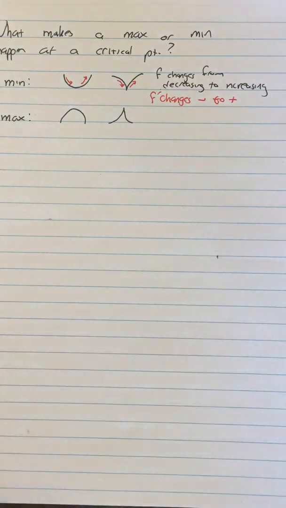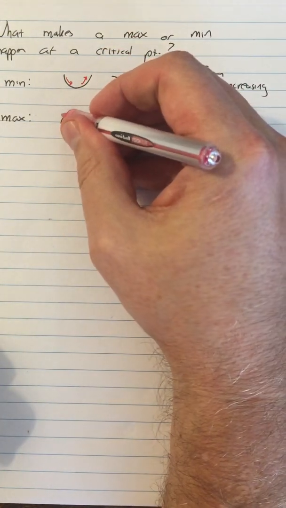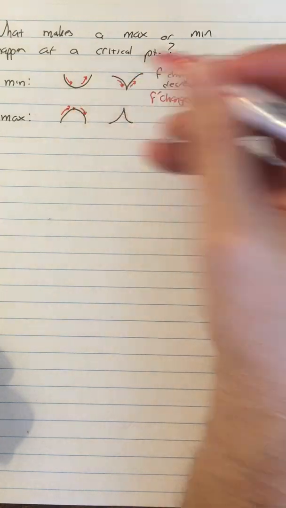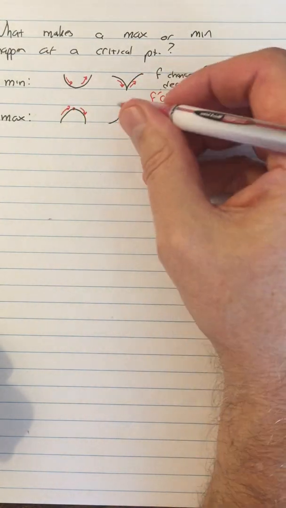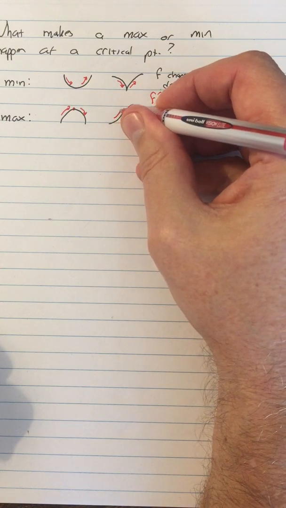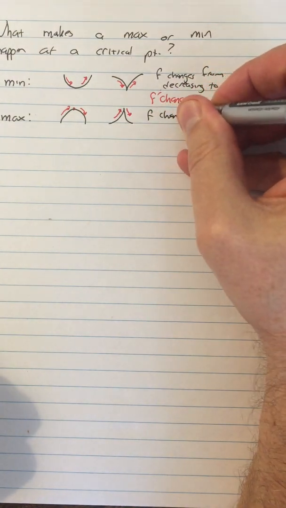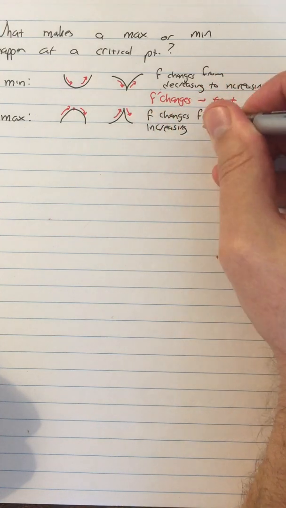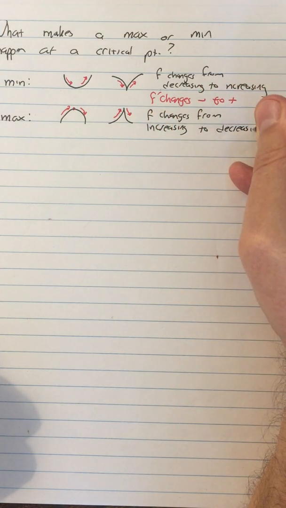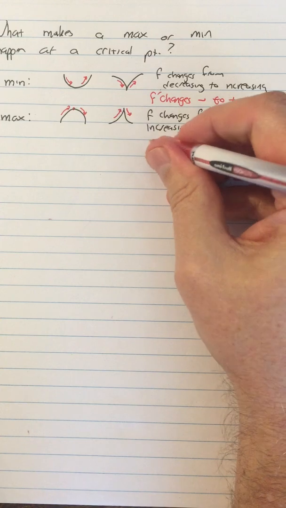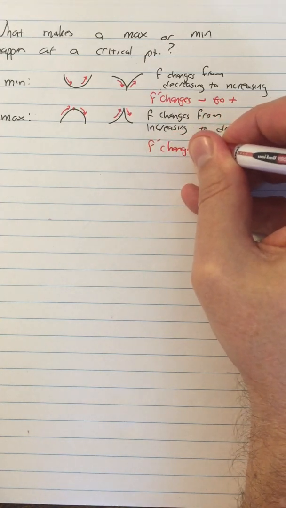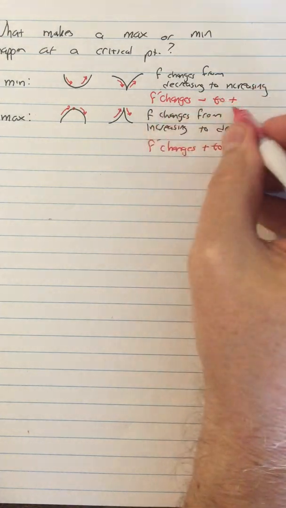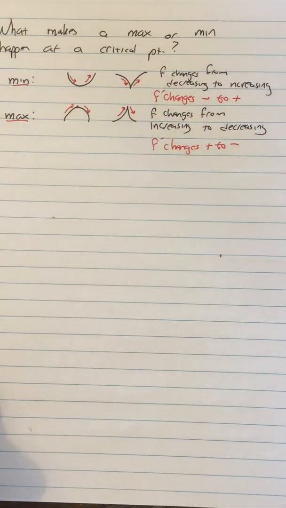So when I'm looking at a max, f is increasing and then f starts decreasing. That's what happens at a max. F is going up and then starts going down. Even if f prime is undefined, f is increasing and then f is decreasing. So at a max, f changes from increasing to decreasing. All right, so what that means is that f prime changes from positive to negative. In fact, these are going to be the justifications for a min or a max of a function.